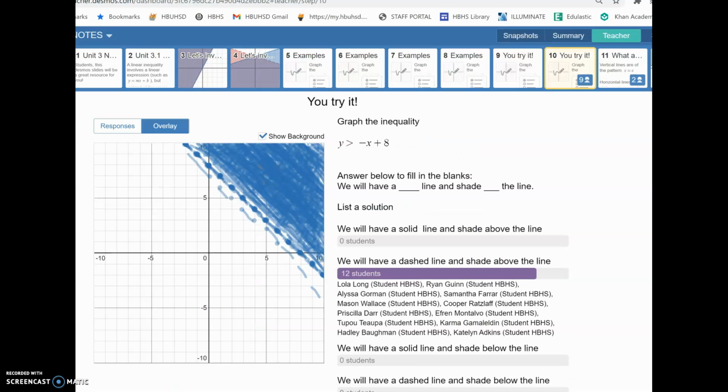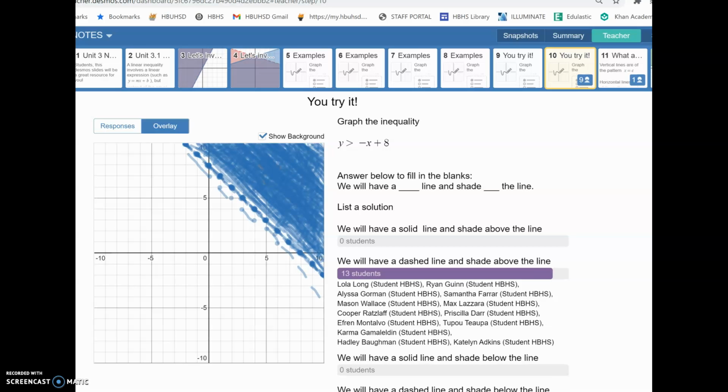Okay, so here's our example. We had y is greater than -x plus 8. We started at 8 on the y-axis. We went down 1 over 1. I see that somebody started at 7. Bad counting, but pretty good. And we shaded above. So we had a dashed line, and we shaded above the line, and this looks perfect.